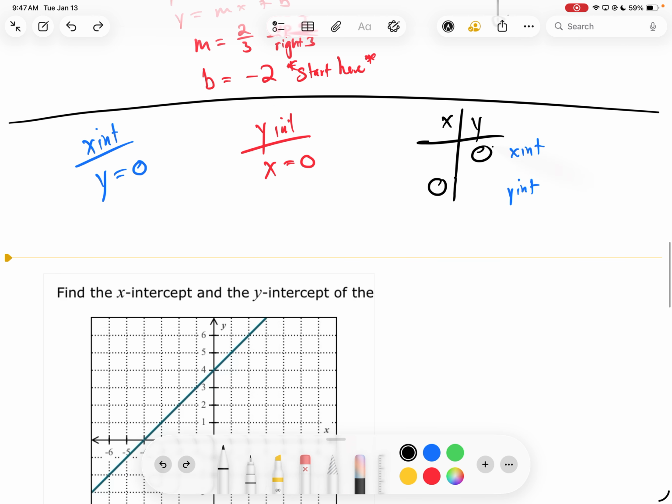So to find the x-intercept, you make y be 0. To find the y-intercept, you make x be 0. Whatever helps you remember that in any way, you can think about that, but it's always you plug in the other one. So if you're trying to find the x-intercept, you make y be 0. Find the y-intercept, you make x be 0.